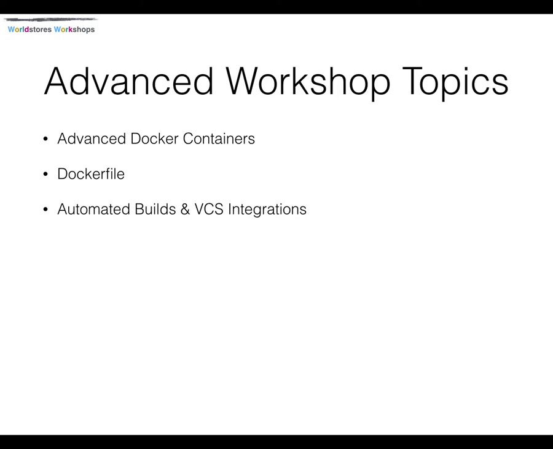After the Dockerfile, we'll have a look at automated builds. So once you've actually got a Dockerfile in place, how can we automate a build of an image and how that integrates with the version control implementation that we use. Actually, it's not really VCS, it's Git integration. So how that integrates with either GitHub or Bitbucket.